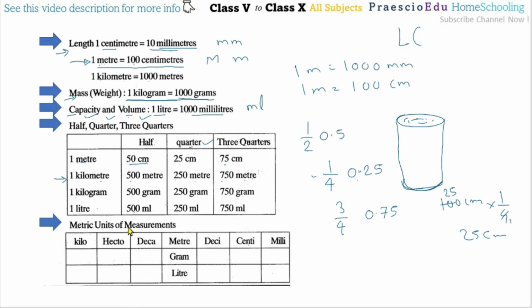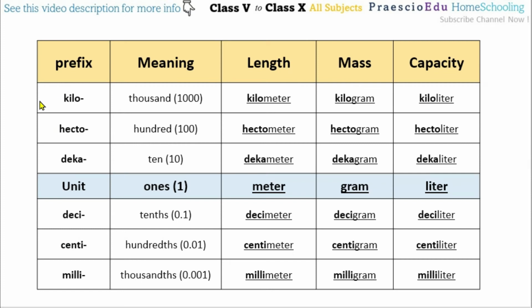Now, metric units of measurements. So this kilo, then meter and centi and milli means millimeter, centimeter, meter, and then here the kilometer. That we have seen, but this hecto, this deca, this deci, that we have not yet seen. So for this one I have made a chart, so possibly you will understand this very clearly.